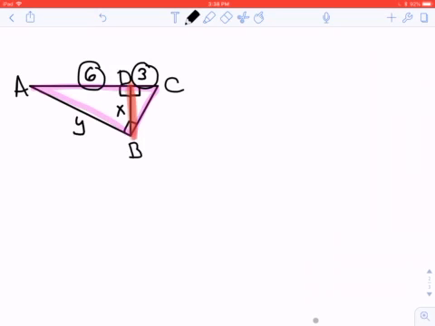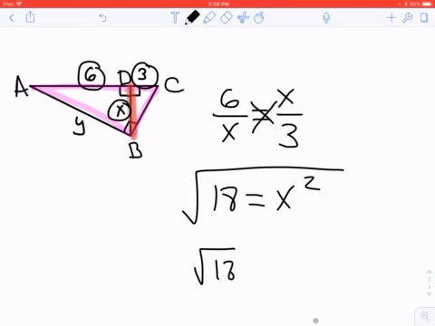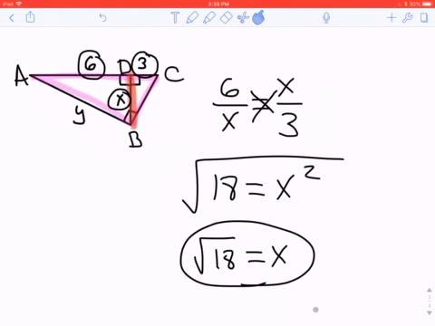So what is the value of the altitude? Well, the altitude we see is labeled as x. So we know that x is the geometric mean between 6 and 3. So if we use that idea, we can say 6 over x is equal to x over 3. Now we can cross multiply to solve for x, and we have 18 is equal to x squared. Take the square root, and the square root of 18 is equal to x. And again, you'd want to make sure that you simplify this radical expression, but I'm not going to do that for time here.